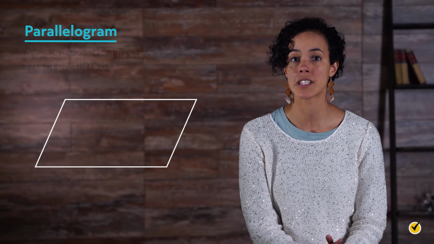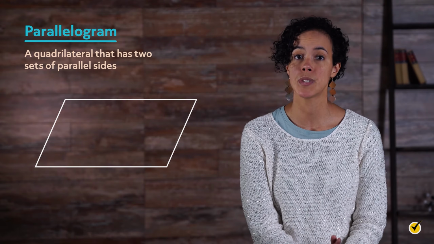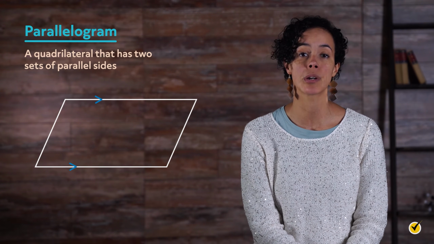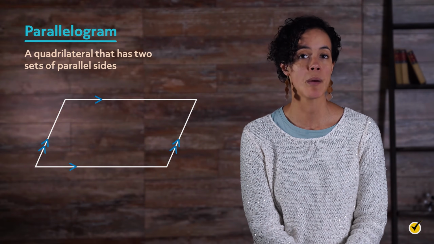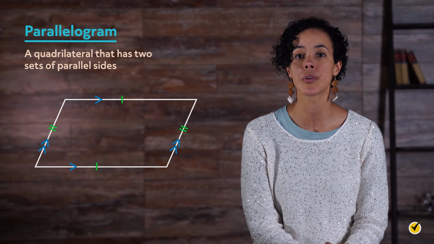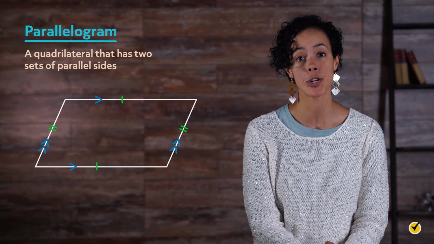A parallelogram is a quadrilateral that has 2 sets of parallel sides. The blue arrows denote which sides are parallel to each other. The opposite sides of a parallelogram, marked by green tick marks, are congruent, which means they have the same measure.